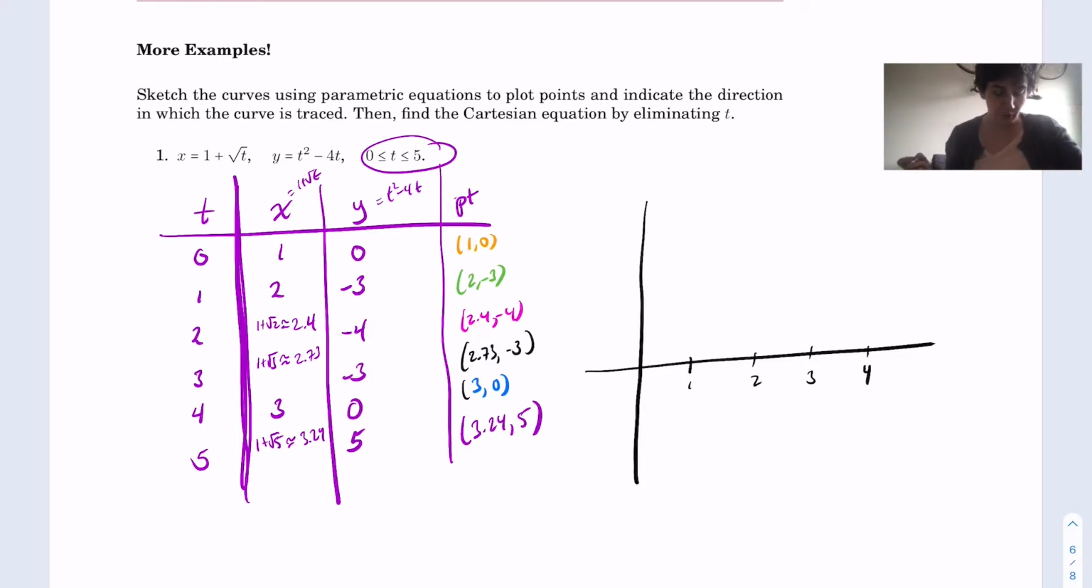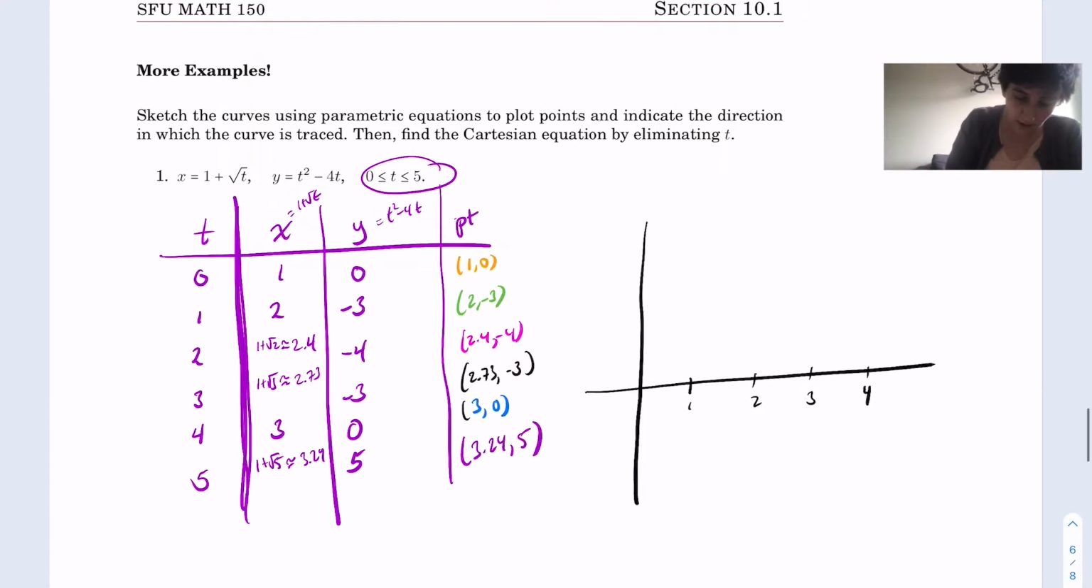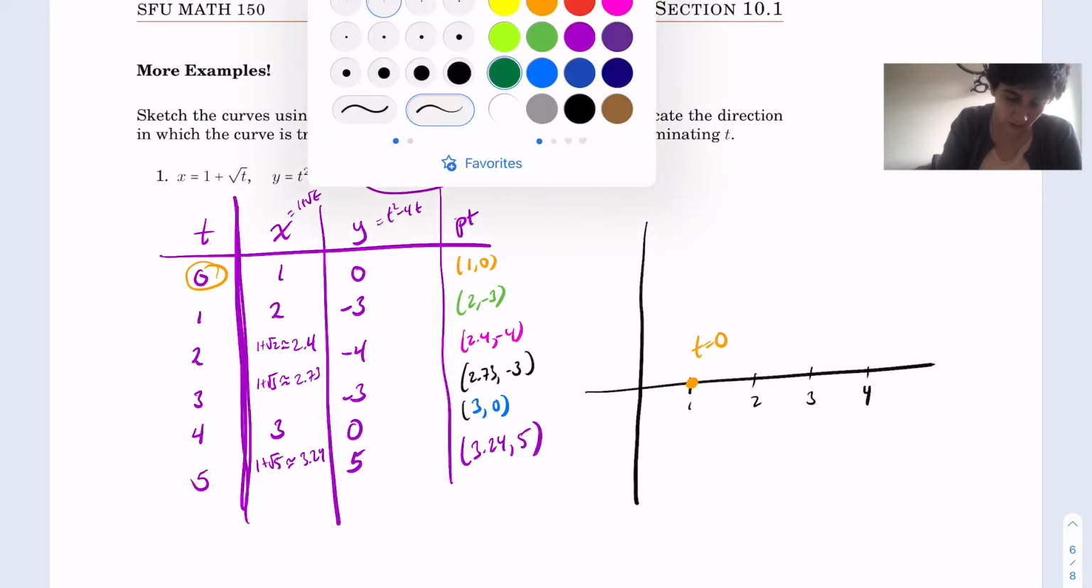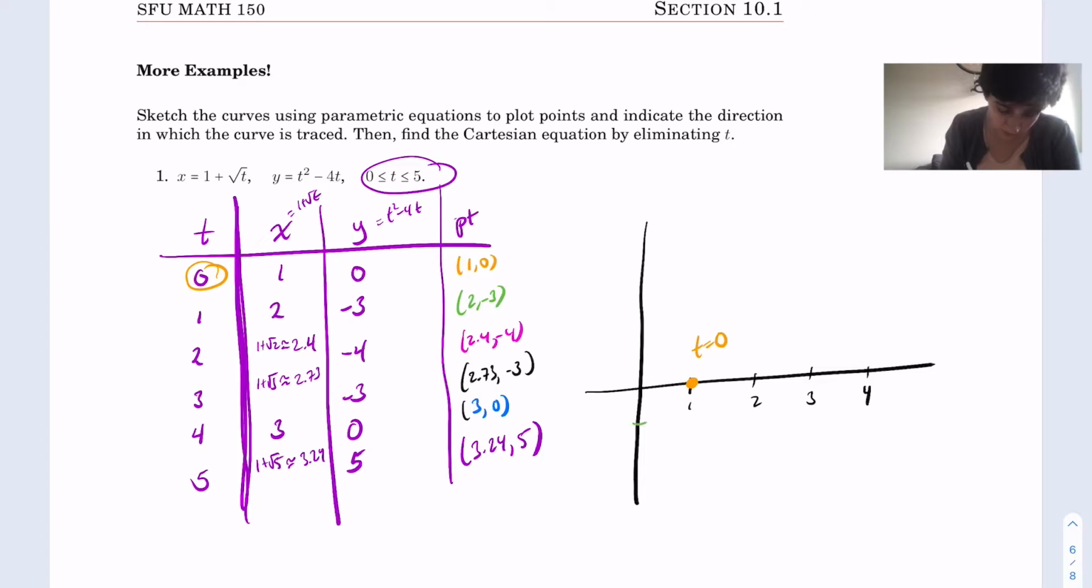Okay, so 1, 0. That is this point. All right, that is the point t equals 0. Then we get 2 comma negative 3. So 1, 2, 3, negative 3. So that's this point. This is t equals 1. Then we get 2.4, negative 4. So let's make that about here.